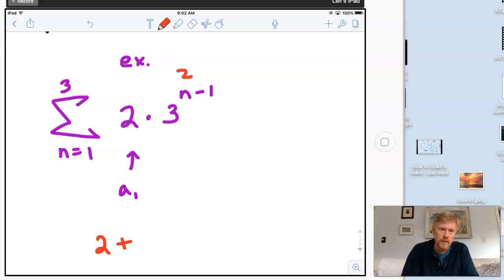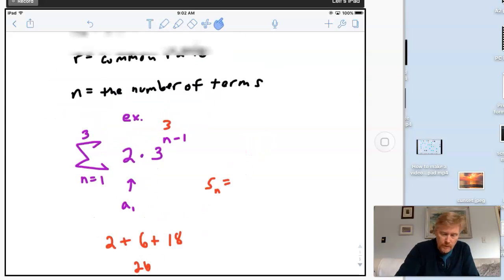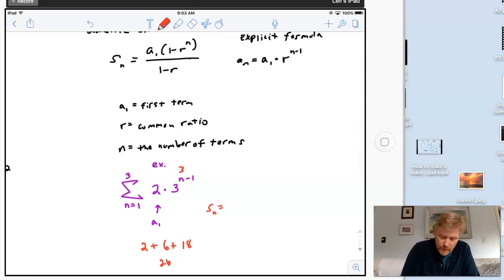If I plug in 2, I get 2 times 3 is 6. And if I plug in 3, 3 minus 1 is 2, 3 to the second power is 9, 9 times 2 is 18, which means my S of n, the whole sum, would be 26 if you added those up. And you could also use the S of n formula, which is up here, and you'll notice that you'll get the same thing.